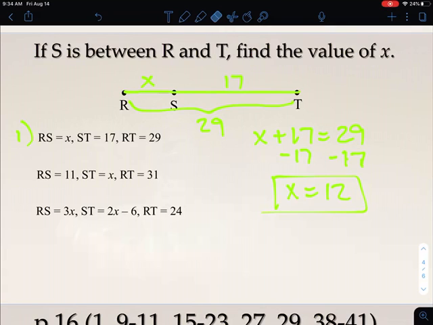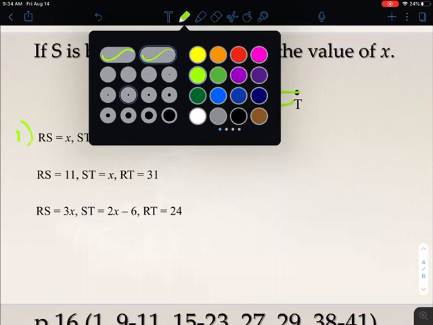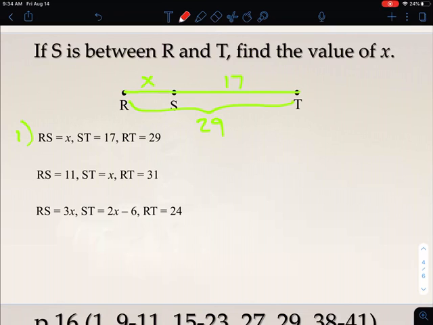Okay. Now some of you might be good enough to look at this type of problem and say, okay, well, if the whole trip is 29, I can subtract out the piece I know, 17, I get what's left for X, and that's perfectly fine. Some of you will be able to do a little bit of this in your head, and I'm okay with that. Just be aware that some of the problems are going to get a little more complicated as we go. So now, let's take a look at another one here.